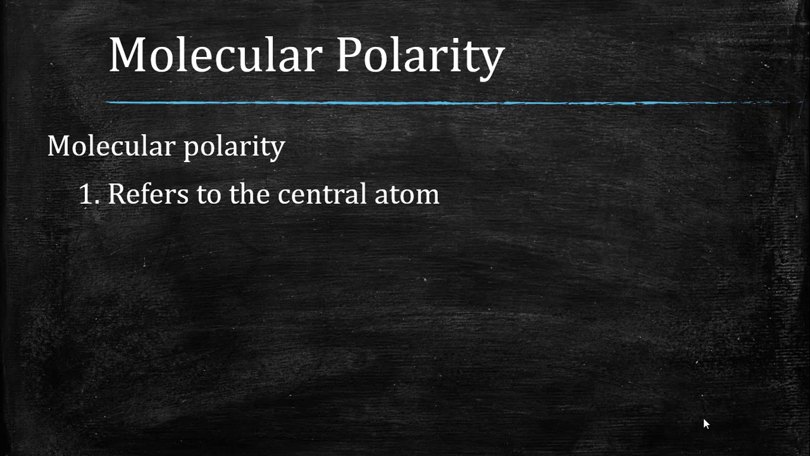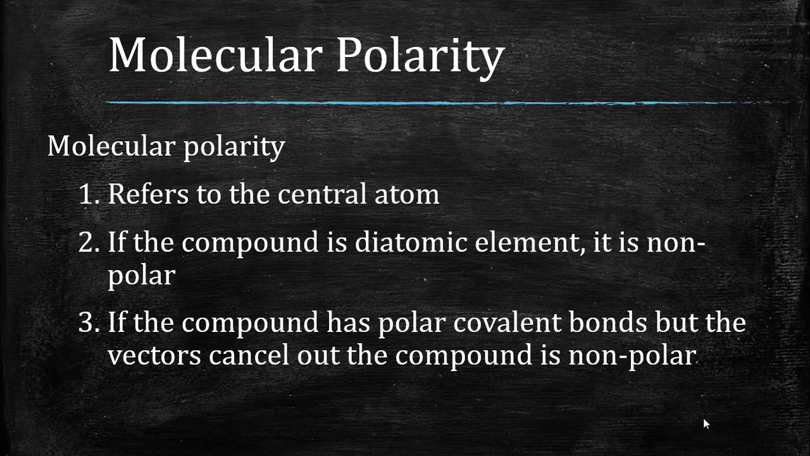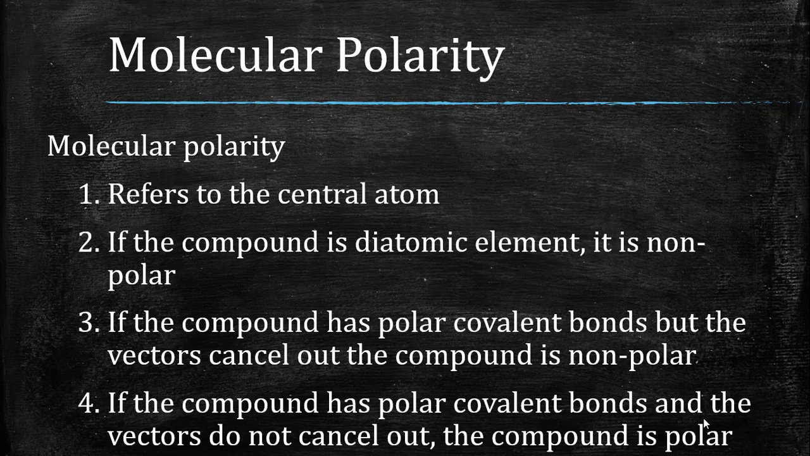Molecular polarity, as I said, refers to the central atom. If the compound is a diatomic element, it will be nonpolar because there's no difference in electronegativity. If the compound has polar covalent bonds, but when you add the vectors up, they cancel out, you now have a nonpolar compound. Conversely, if you add up the vectors from the polar covalent bonds, and those vectors do not cancel out, you now have a polar compound.